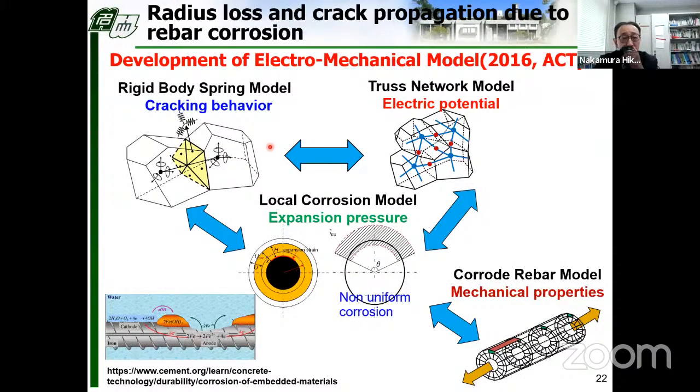I pick up an example to explain in slightly more detail. This is a simulation of radius loss and crack propagation due to rebar corrosion. In the simulation, an electromechanical model was combined with the rigid body spring model to simulate cracking behavior, a truss network model to simulate electric potential, and a local corrosion model to consider expansion pressure.